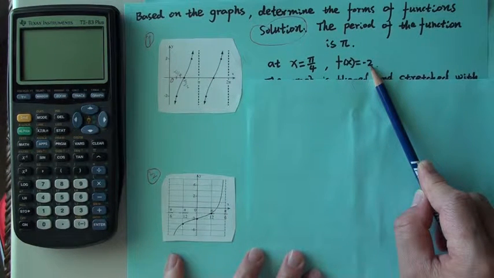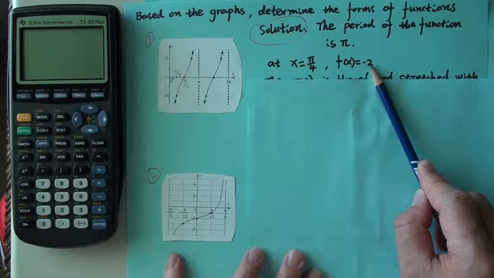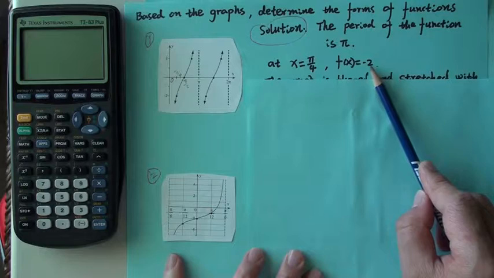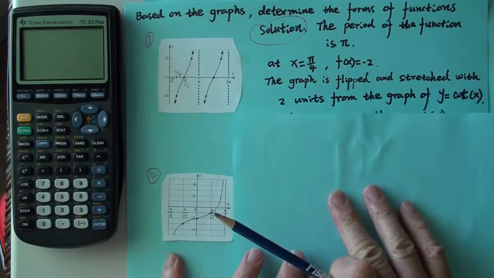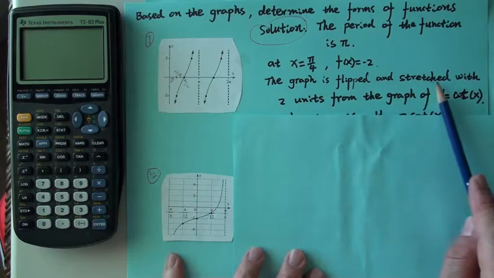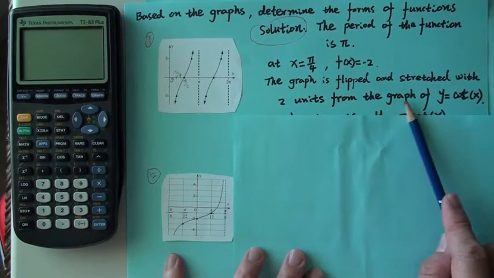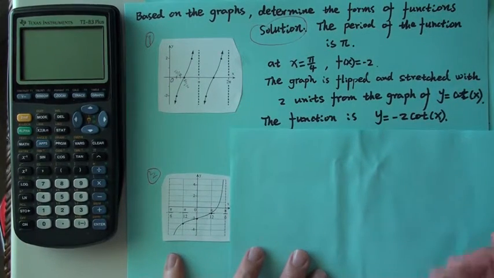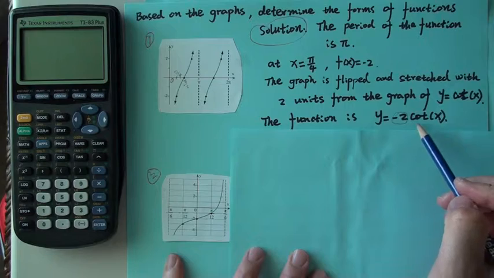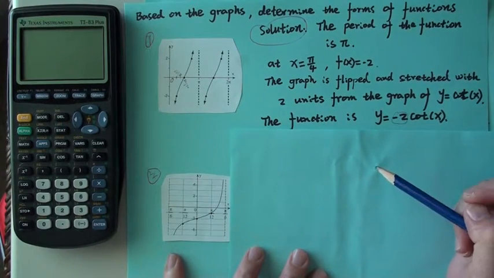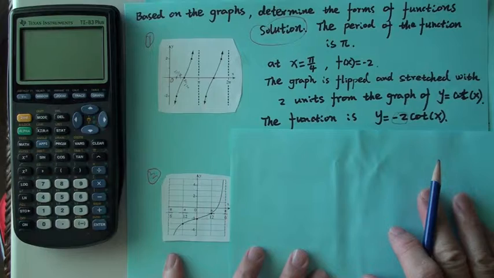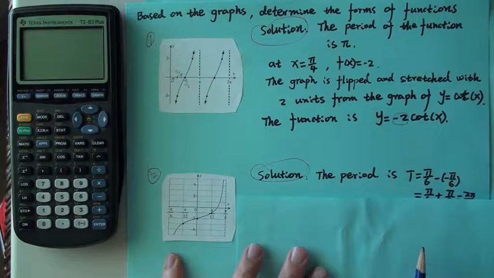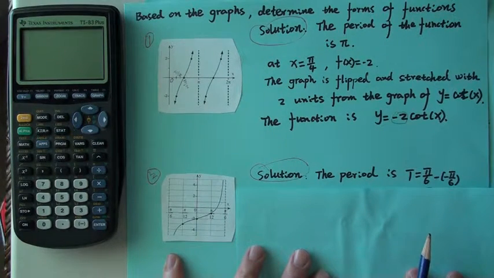So basically, the graph is elongated 2 units, so multiplied by 2. Then the graph is flipped and stretched with 2 units from the graph of y equals cotangent x. So if I put negative 2 in front of cotangent x, it's going to make it. So then the function will be that. So it's not hard.